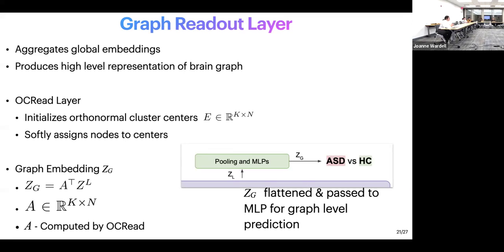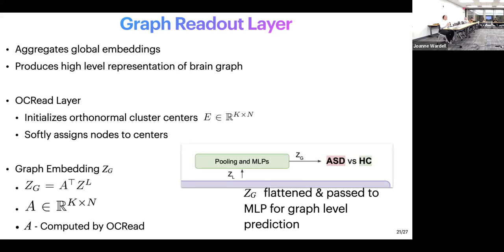So next, once this global transformer finds this ZL matrix, the next step is this graph readout layer. So basically the purpose of this graph readout layer is to take in this massive ZL matrix, which contains all the macro and micro connections in the functional brain. And they want to produce a high-level representation of the brain graph, so they want to turn this into some kind of graph data structure.